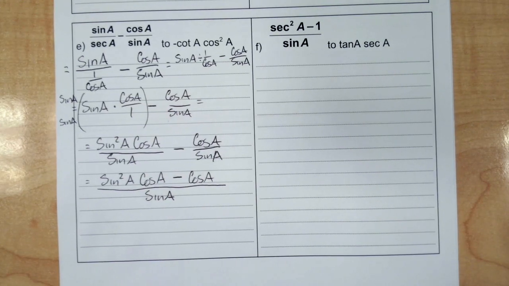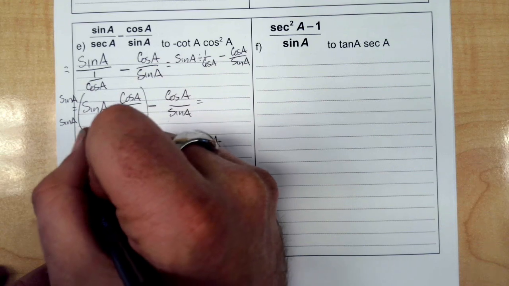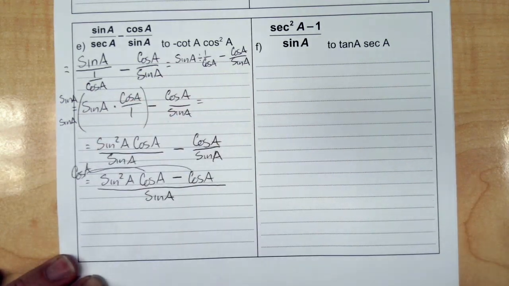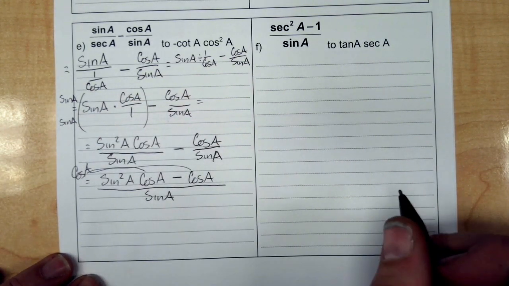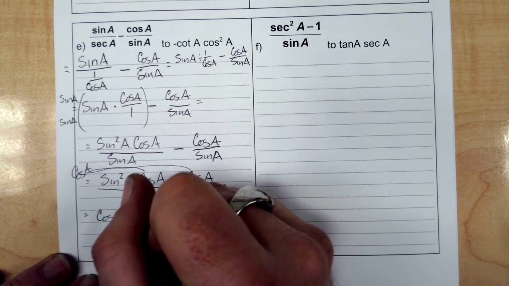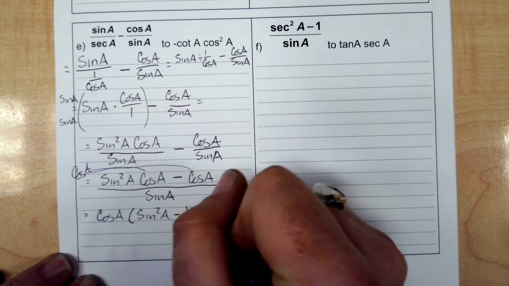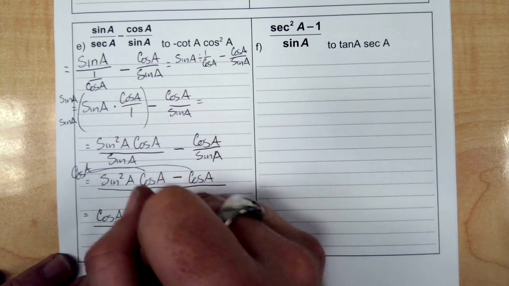And now we start factoring. It looks like somebody already distributed a cosine, so I'm going to undistribute. I'm going to factor out my cosine and turn that into the cosine of A times the sine squared of A minus 1, over the sine of A.